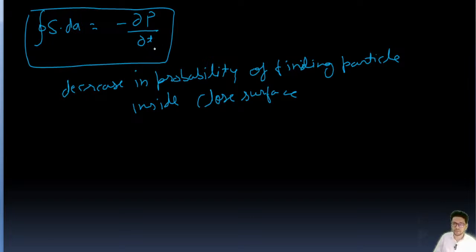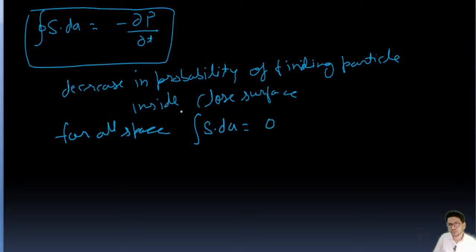Okay, so now for all space, the surface integration S dot dA is going to be 0. So this means P del P upon del T is going to be 0. This implies P equal to constant.